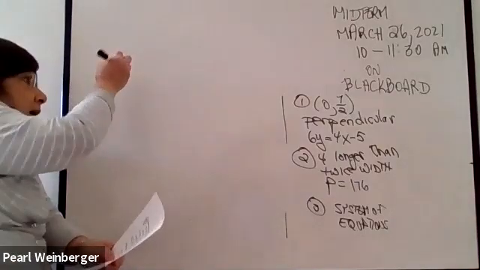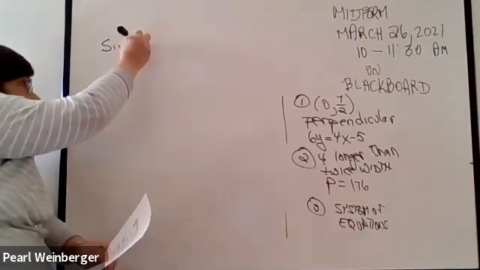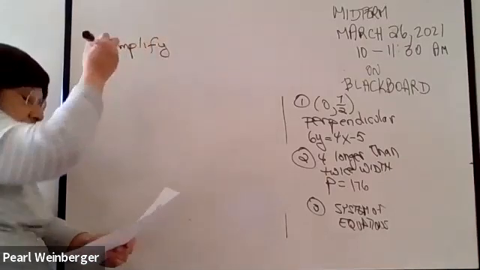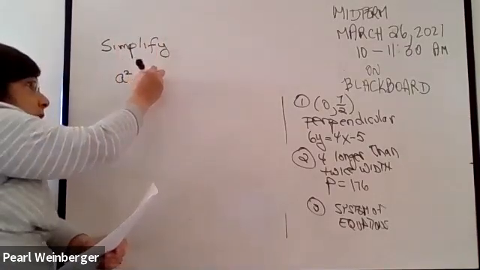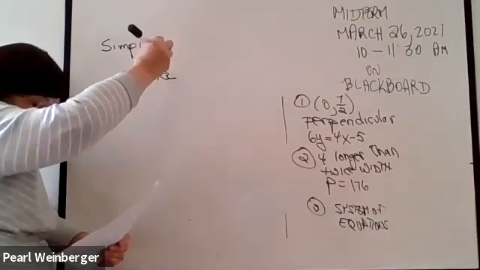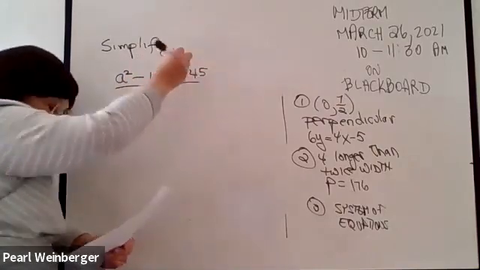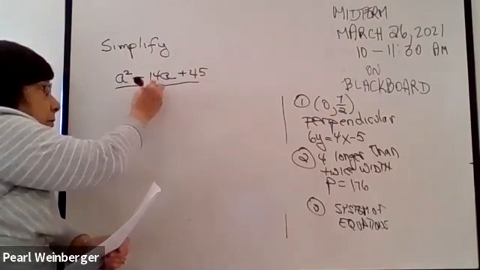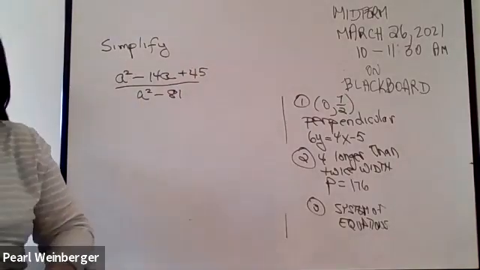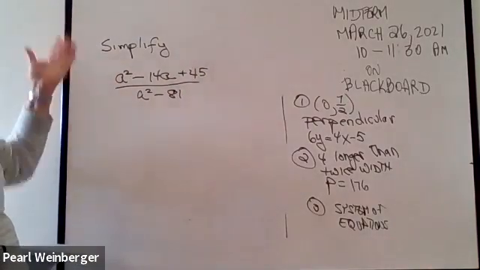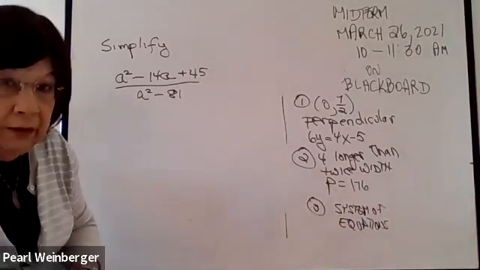So here's the question. They want me to simplify this expression: a squared minus 14a plus 45, over a squared minus 81. So this is, again, a rational expression. It's a fraction that has, in this case, polynomials in both the numerator and the denominator.